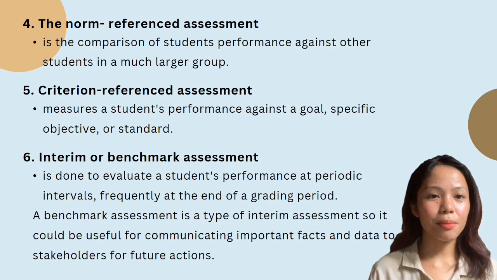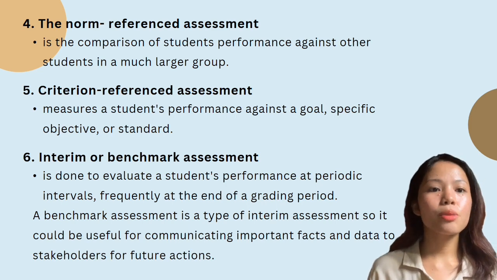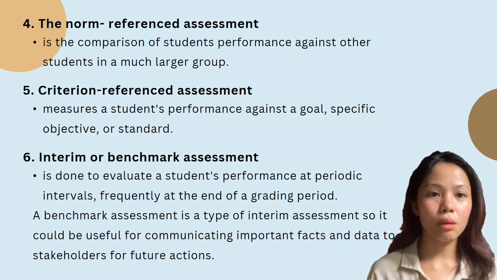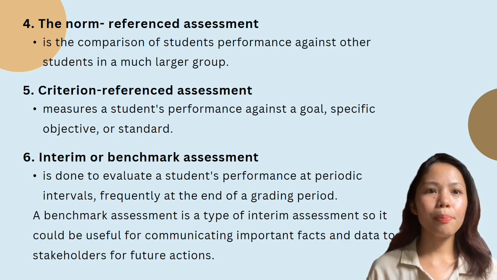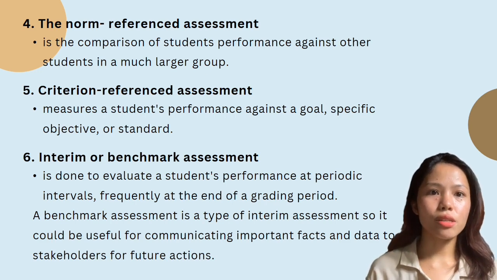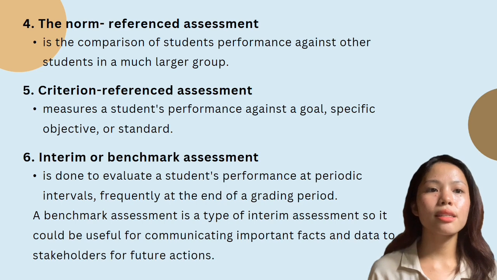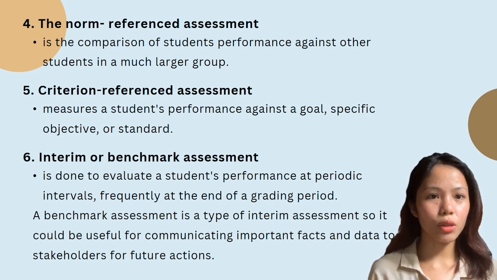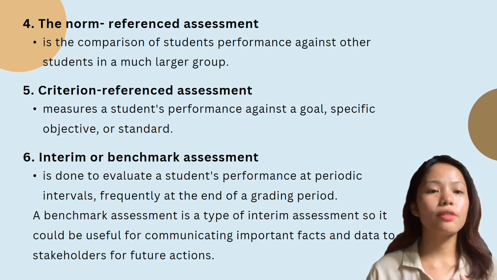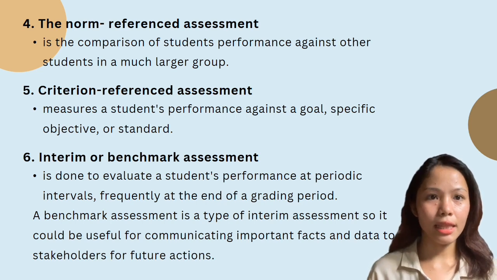The fourth type of assessment is the norm reference assessment. This type of assessment is used to compare the student's performance against other students in a much larger group. Comparing a person's scores against the scores of a group of people who have already taken the same exam is called the norming group. An example of this type of assessment is the NAT, in which the results are used to rank individuals, providing a relative measure of performance rather than an absolute one.